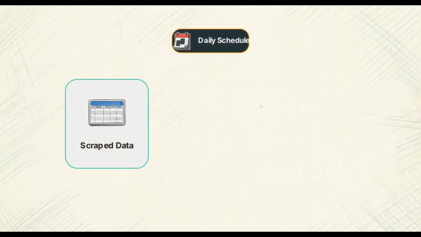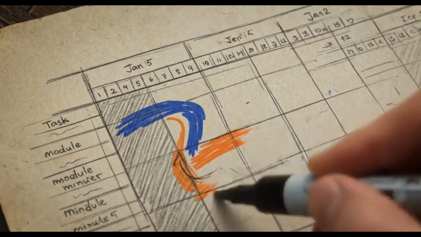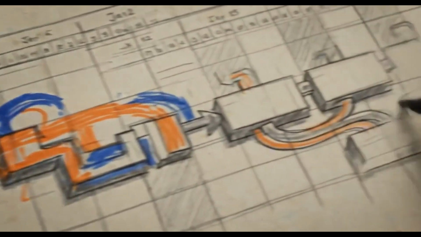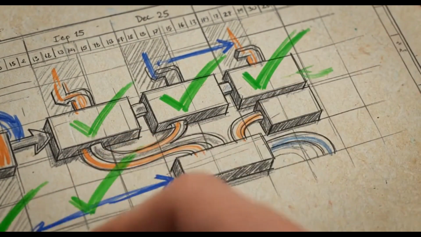We want it to analyze the records in our scraped data table and email a summary brief every morning. This is the core of vibe coding. You are using plain language to orchestrate persistent, scheduled behaviors across different software systems.